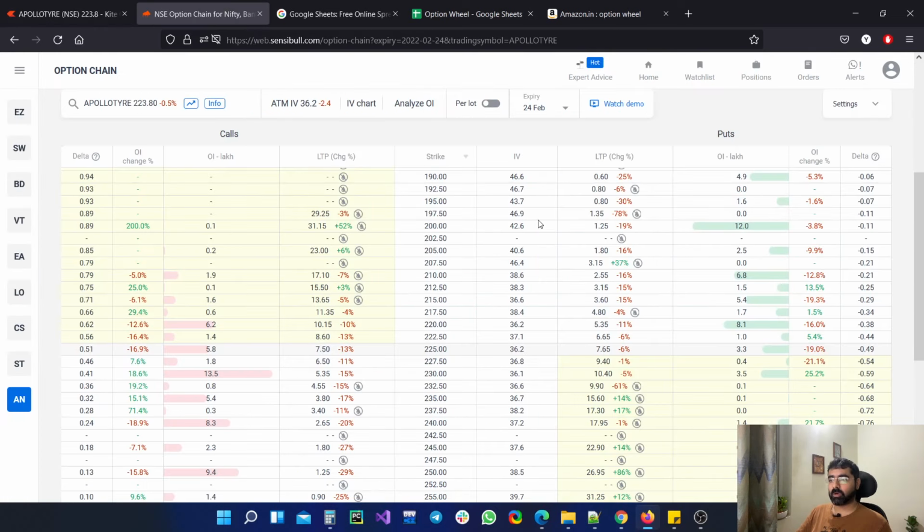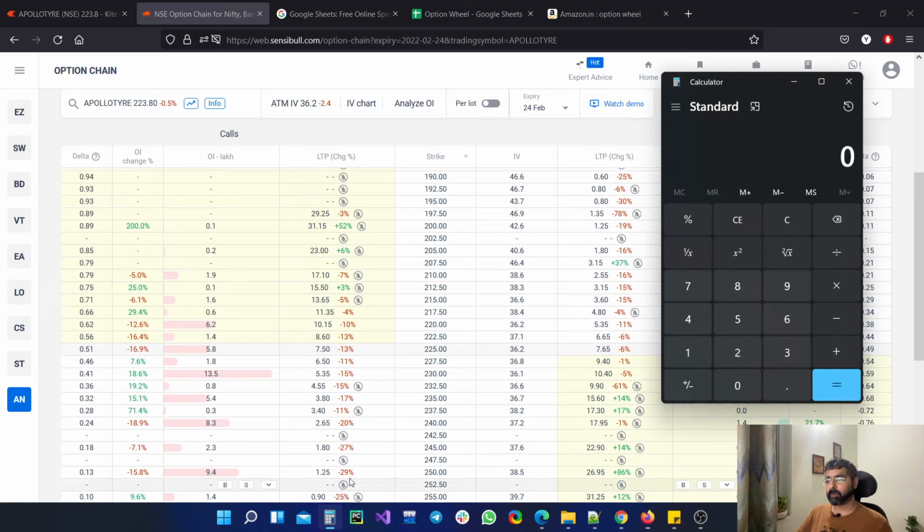So what is the option which is giving me 2 rupee credit? It's approximately the 205 put. Since we are already five days into the February expiry, the premiums have reduced a bit. If I had started on the very first day of the February series, this 205 or maybe even 200 put would have given me 2 rupees. So let us take the example of 205 itself here. I am going to collect 1.8 rupees.